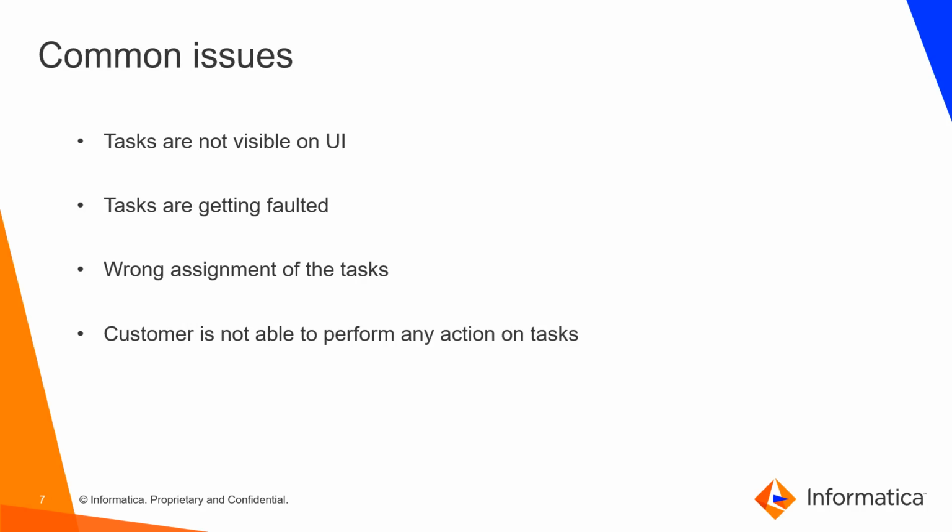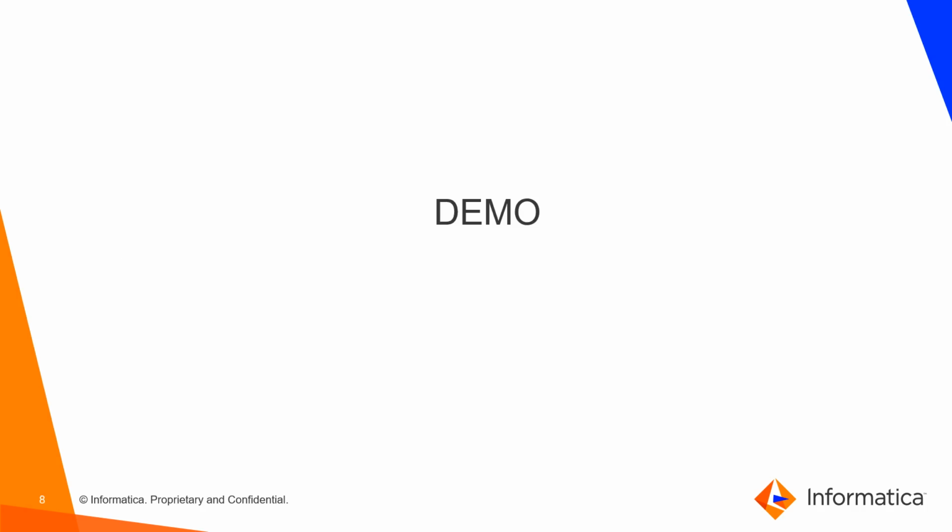So we'll discuss the common issues. Most of the time, tasks are not visible on the UI, which is the most commonly seen scenario. The second type of scenario might be tasks getting faulted even though you have a working setup. Then there is wrong assignment of tasks, mostly in the merge task. And there are some cases where you are able to see the task, but you are not able to take any action on it, like claiming or opening the task. So we'll start with our demo.